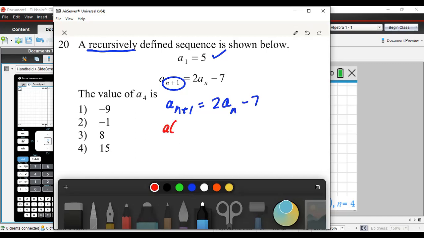It's going to be A, and we're going to put n plus 1, and then this is going to be 2 times A times n minus 7. So that's what I'm going to enter. Remember, the initial term is 5.